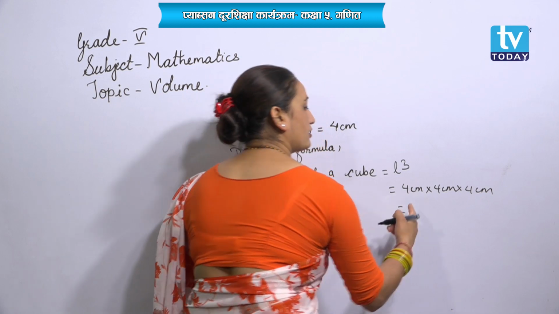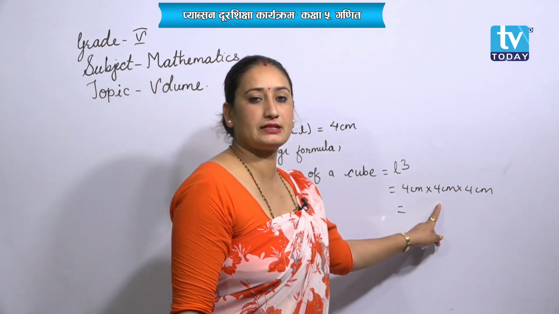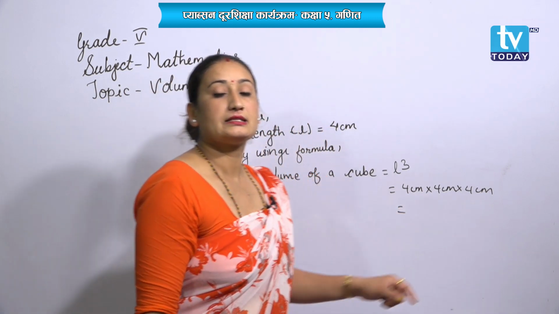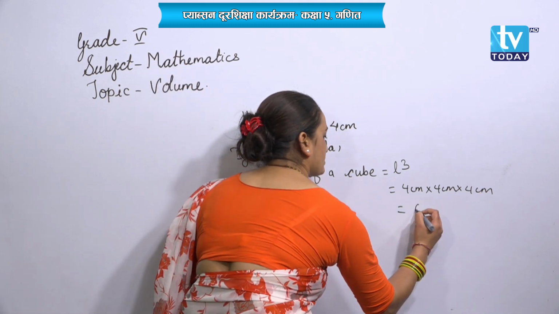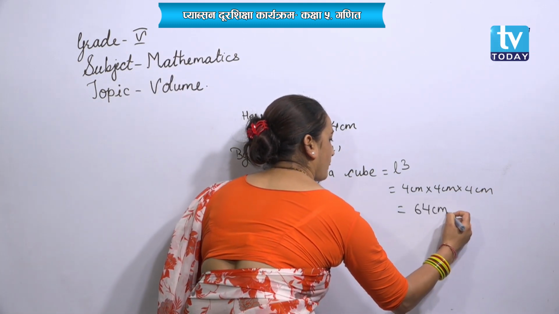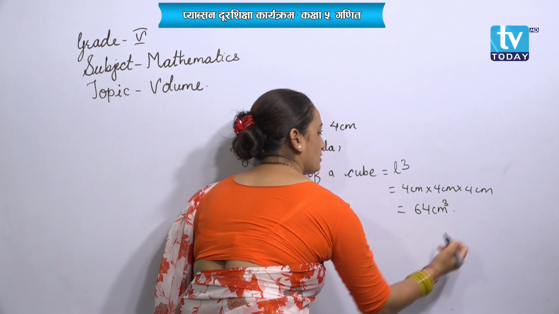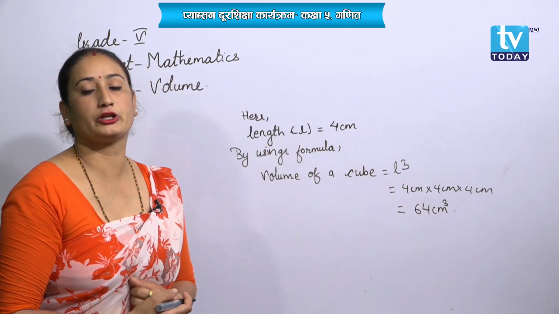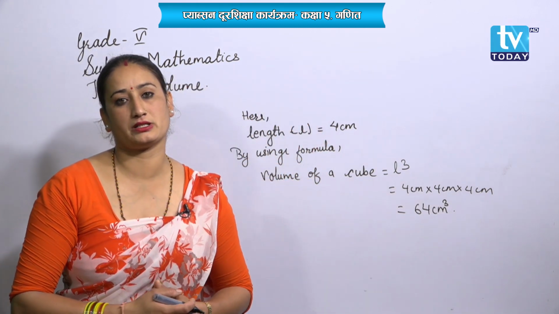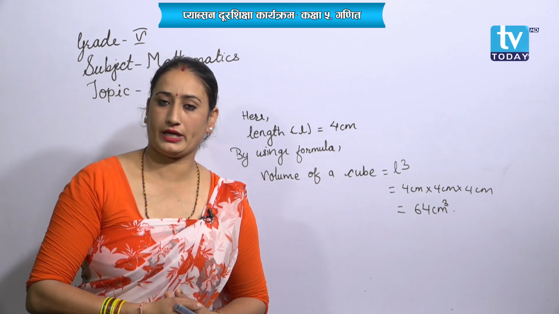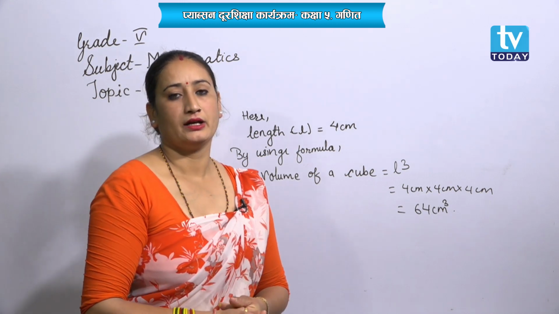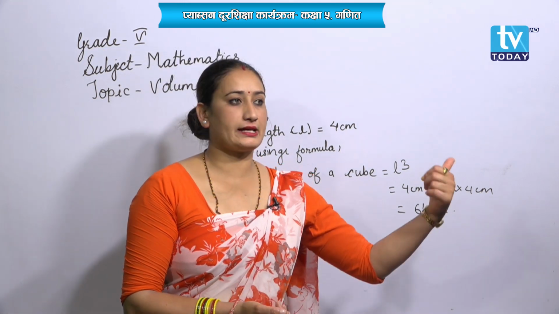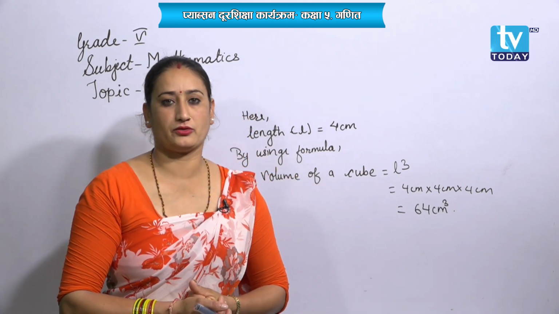All together, 4 times 4 is 16. 16 times 4 is 64 centimeter cube. Done. This will be your answer. Cubic centimeter or centimeter cube. Okay. Then you have seen the next picture in the same place.